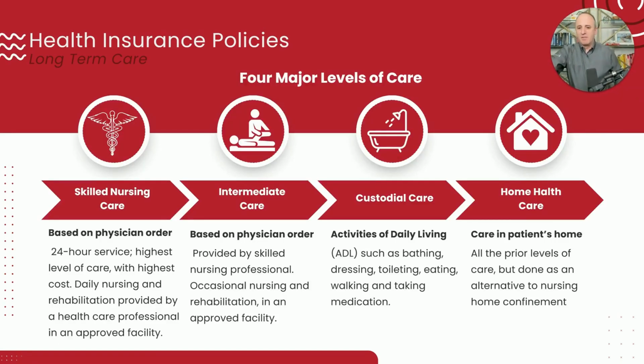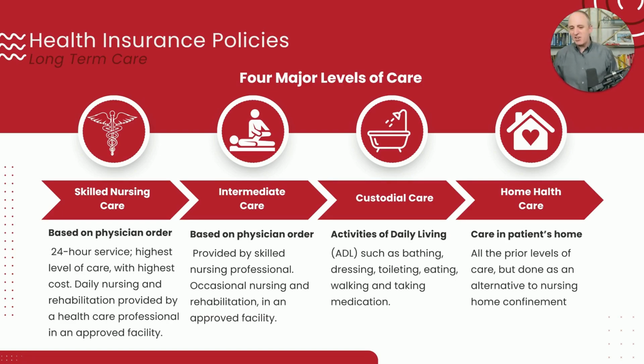All right, so these are different levels of care under a long-term care policy. Skilled nursing, a doctor has to order it. Highest cost, and it's the most medically necessary care. So that's someone that's going to basically come in and take care of a person's medical needs, typically in the home, but in some cases in a facility.